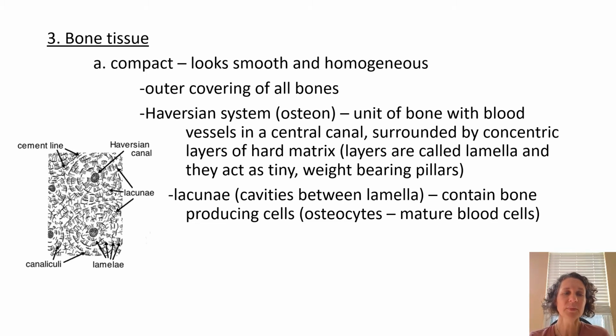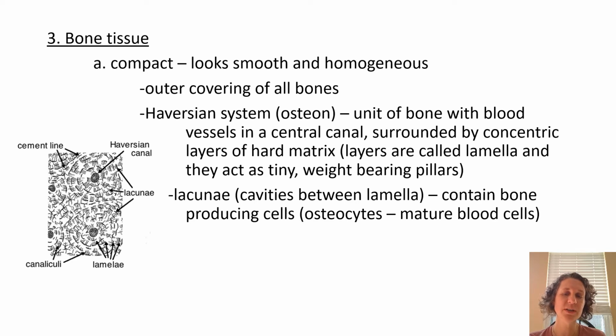And it has a very specific internal structure. If you look at a cross section, you see what is labeled on the picture as the Haversian canal or Haversian system, which is an osteon, which is like a bone unit. It has a blood vessel that comes through the central canal. And then you have these circular layers that are a hard matrix, and the layers are called lamella.